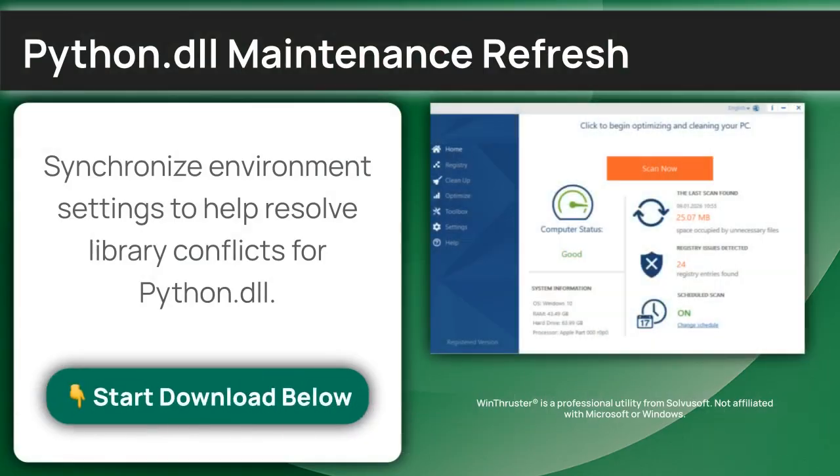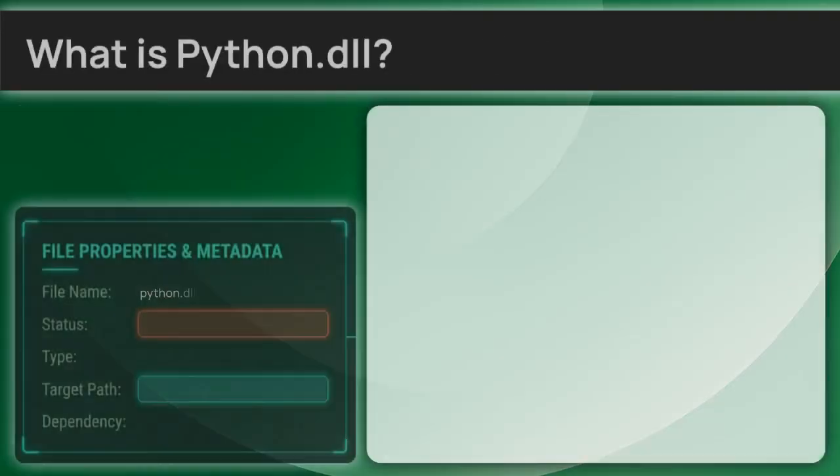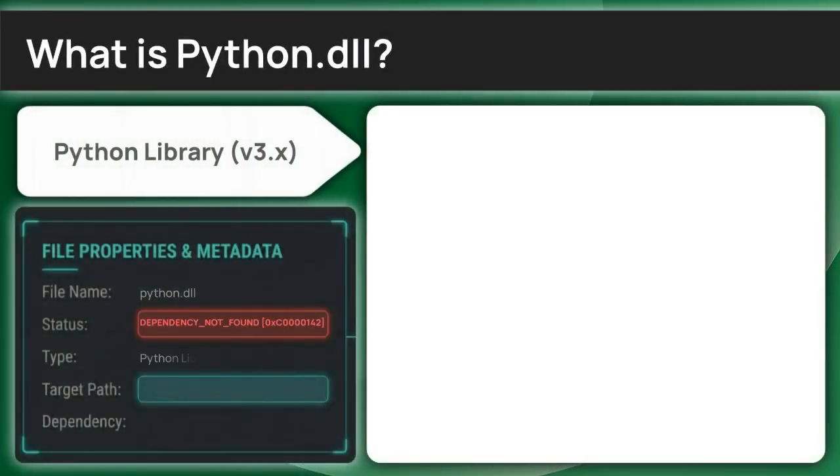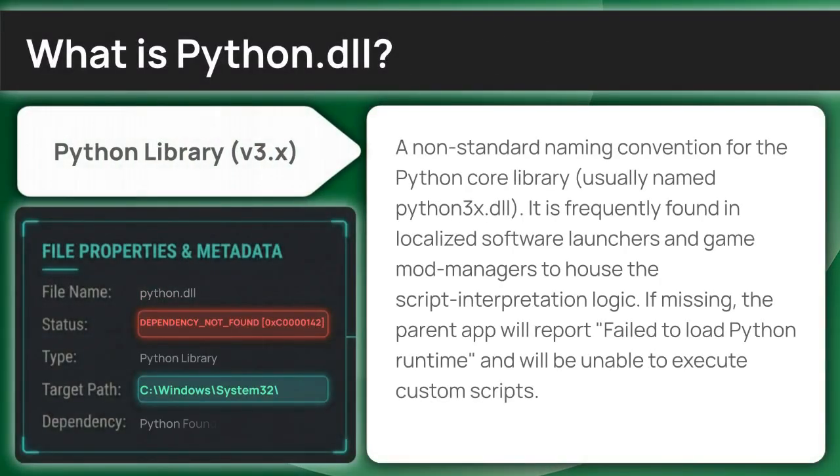system is properly synchronized. This is the Python Runtime Library, a non-standard naming convention for the Python core library, usually named Python.3x DLL. It is frequently found in localized software launchers and game mod managers to house the script interpretation logic. If missing, the parent app will report failed to load Python runtime and will be unable to execute custom scripts. Let's transition to the solution, starting with the official Microsoft redistributable.